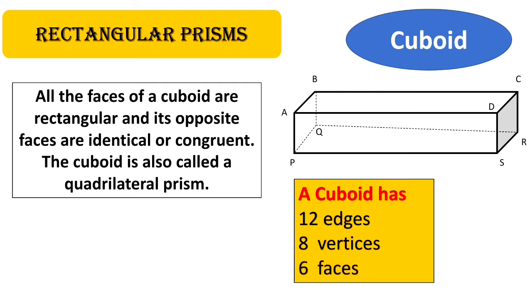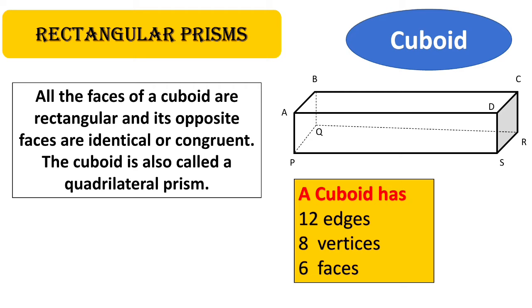Now faces. The flat surface area is called a face. So here in the cuboid total 6 faces are there. Let's see the total 6 faces. A, B, C, D is one face. A, P, Q, B is the second face.